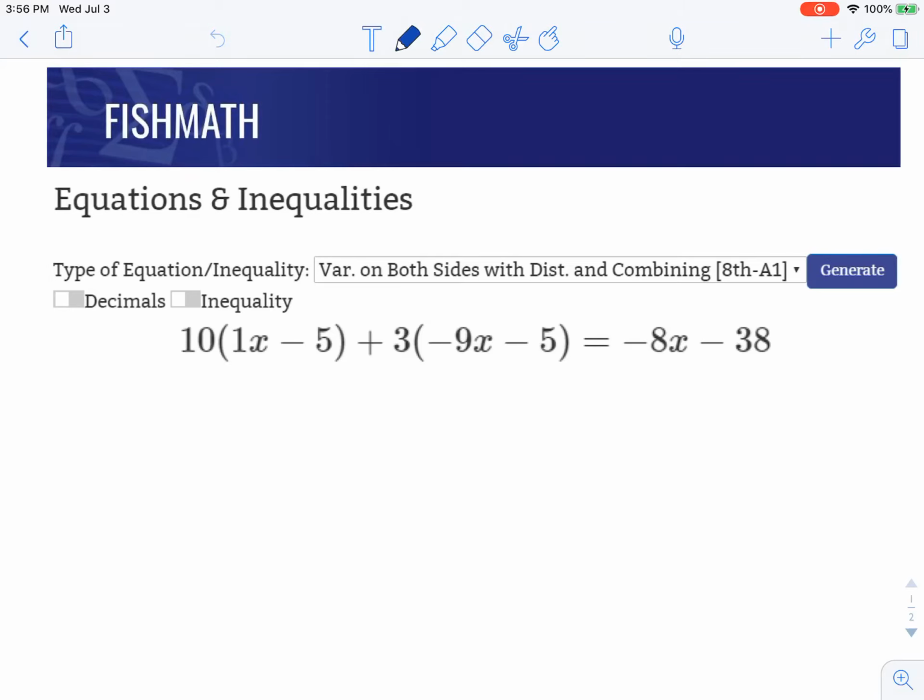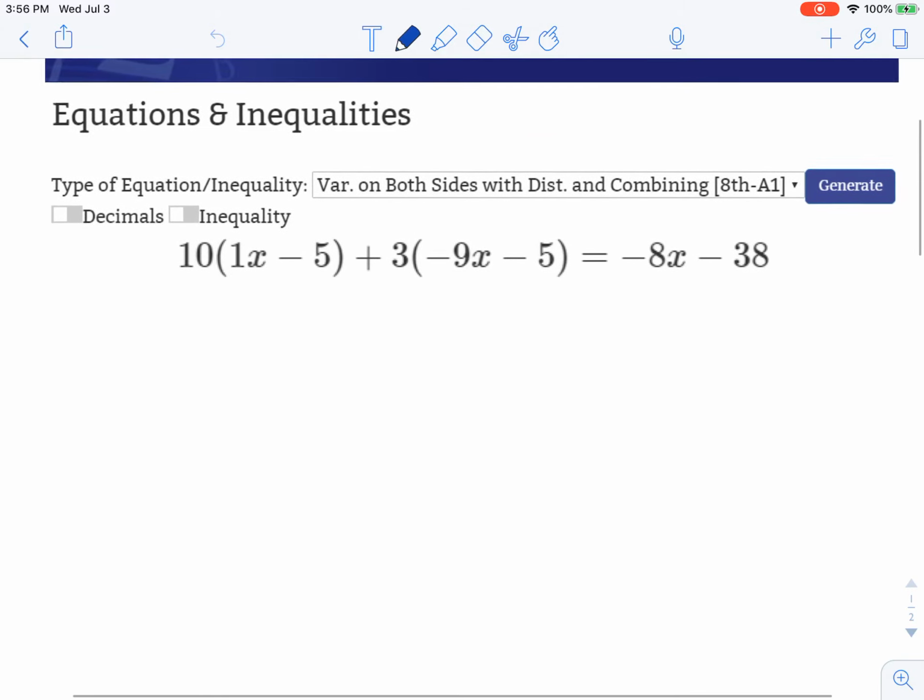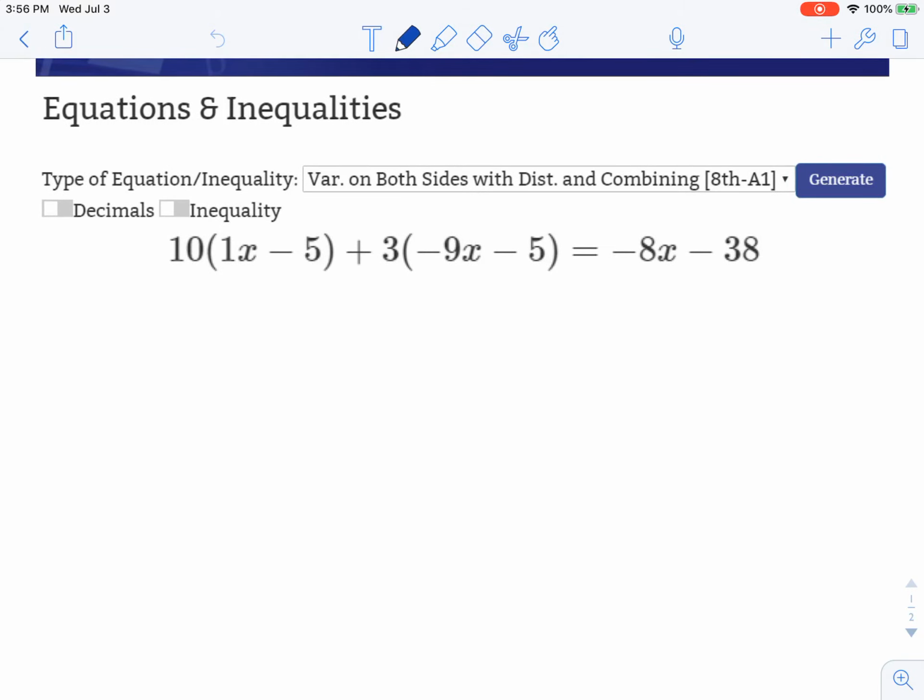Hi everyone. For this video we're going to look at how to solve a very complicated equation. It has lots of variables, lots of parentheses, and just basically a lot of steps. So what we've got here is variables on both sides and some distributing to do because you've got all these parentheses. As always, I would start with that.